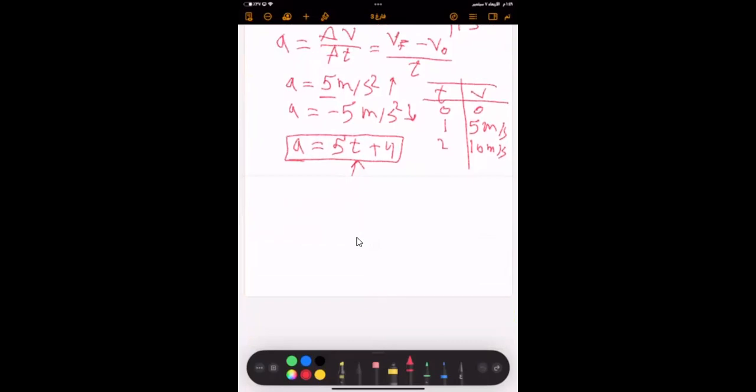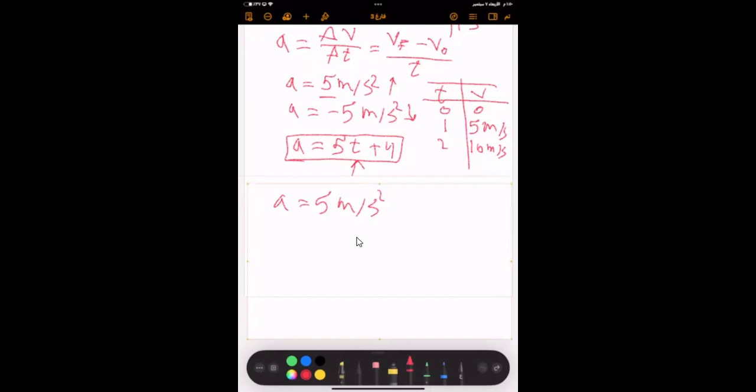a equals maybe 5 meters per second squared. This is a constant acceleration. Okay?